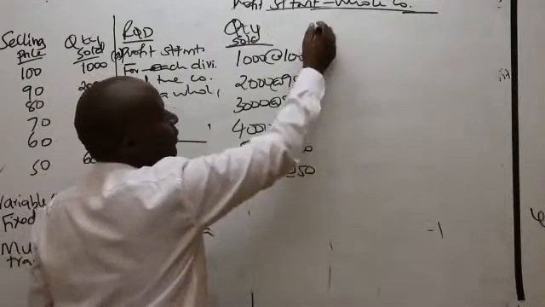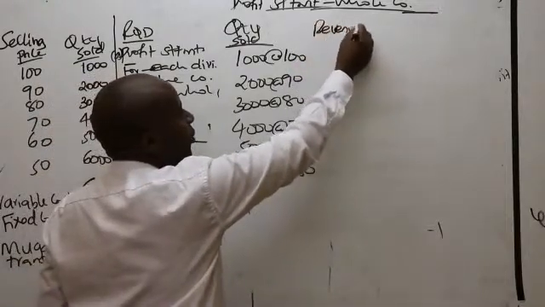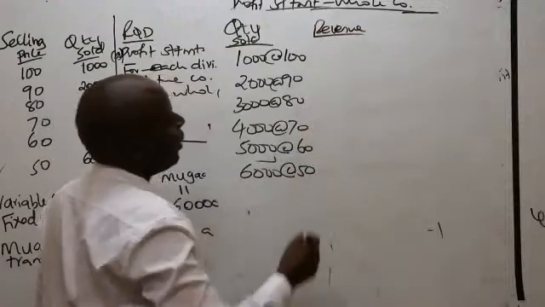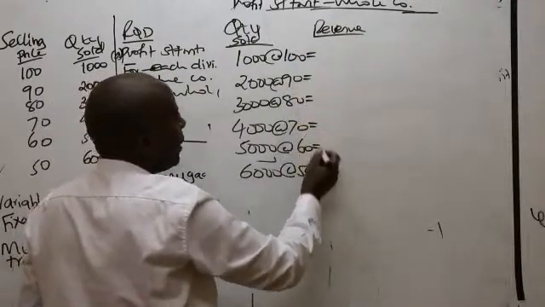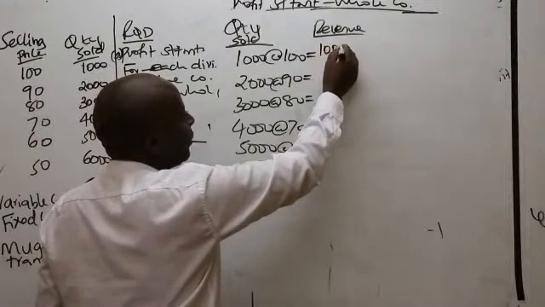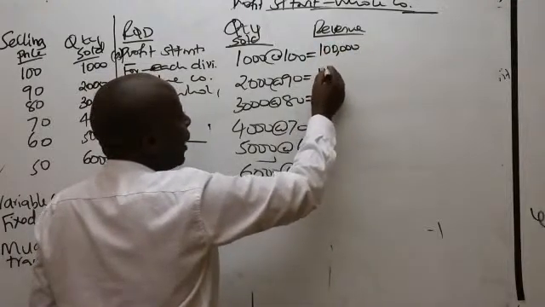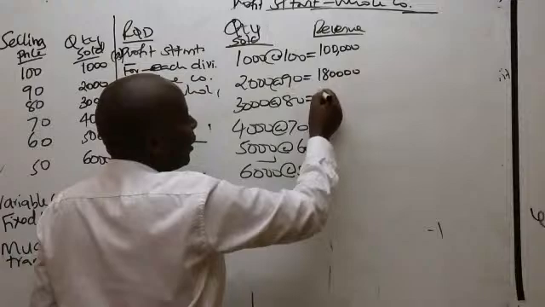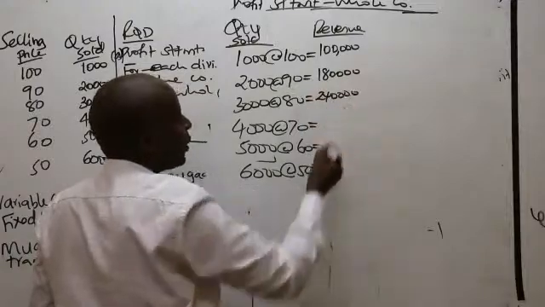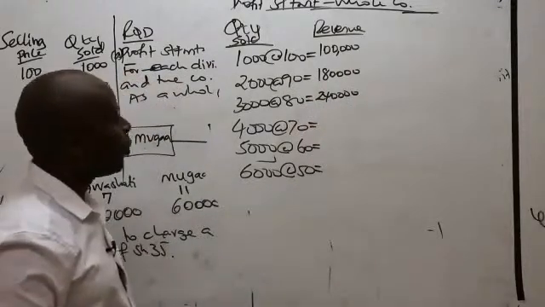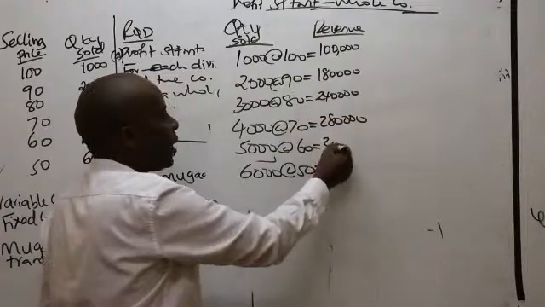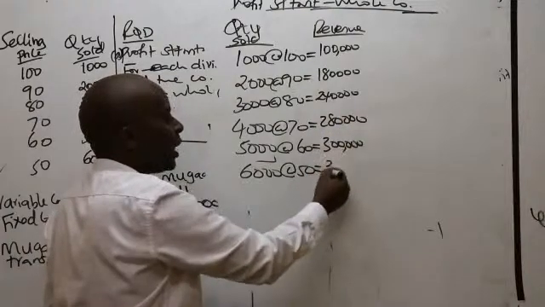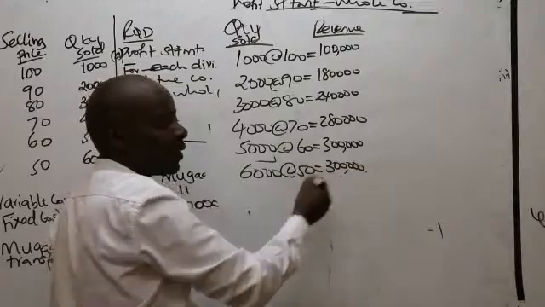So give us the revenues. Revenues, what we have there. The first one will be 100,000. The second one will be 180,000. 240,000. And then we have here 280,000. We have 300 here. We have 300 there. Very good.